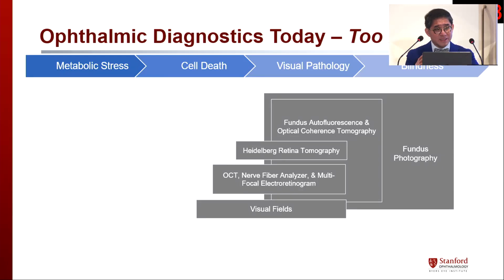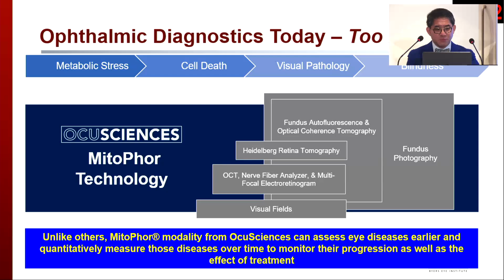On the right-hand side, you see a lot of the technology that we as ophthalmologists are using right now. We use fundus autofluorescence, we use fundus photography, the retinal tomography. Many of those correspond to when visual pathology has already occurred, with blindness already occurring. What we would like to see is if we can move it more to the left, where we want to detect the disease earlier.